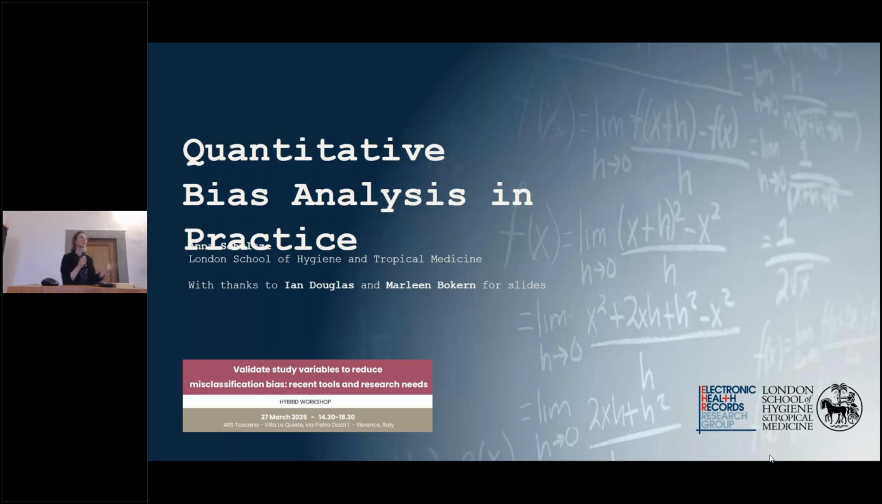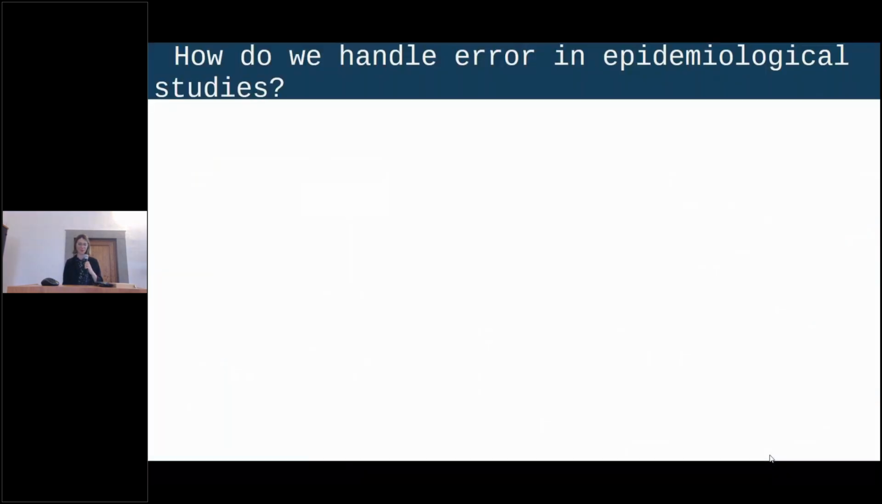But yes, so we've heard a lot about how we can measure the validity of different variables in databases. So assuming we've done that, we have our validity indices. What do we do? Well, quantitative bias analysis is one option. Before I start, I just want to give my thanks to Ian Douglas and Marlene Boken, who both helped with slides and the work leading up to this.